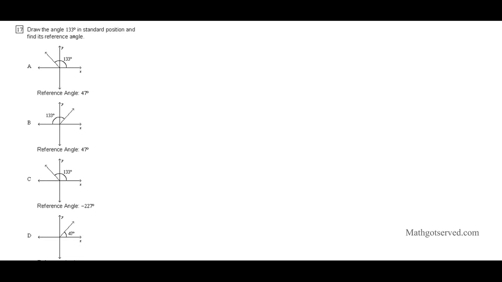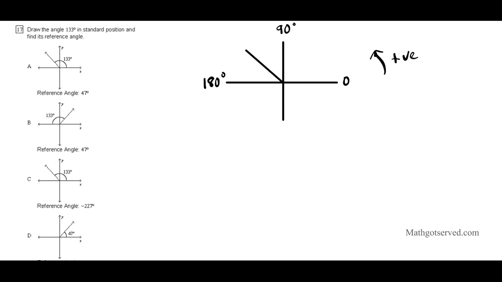It says draw angle 133 degrees in standard position and find its reference angle. To draw that, this is just a sketch. We're more concerned with what quadrant it ends in. We have a positive angular measure here, so that means we're going to be rotating counterclockwise. Remember, clockwise is negative. Starting from 0, a quarter of a circle is 90 degrees. Too small, keep going. Another quarter is 180 by adding 90. That's too big. That means 133 should reside somewhere between these two, in quadrant number 2.